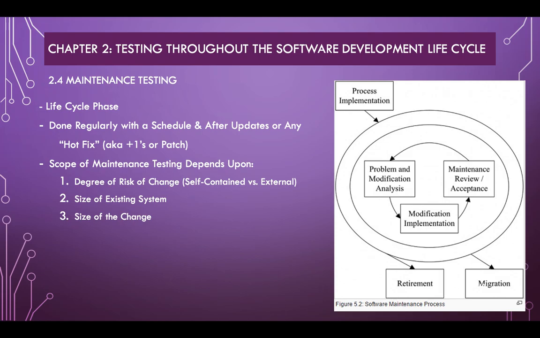2.4 maintenance testing. Maintenance testing is done during the life cycle phase. It should be done regularly on a schedule and after any updates or hot fixes are installed. A hot fix is also called a patch. The scope of maintenance testing depends upon the degree of risk of change, whether it is self-contained or external, the size of the existing system, and the size of the change. During maintenance testing, the main goal is really just to verify that the system is being properly maintained.